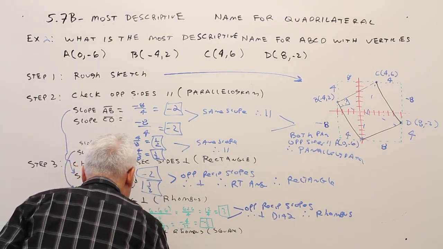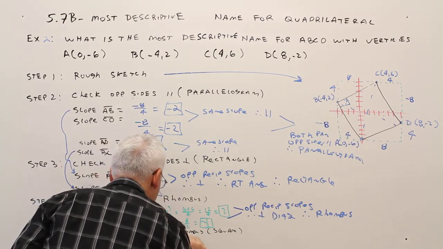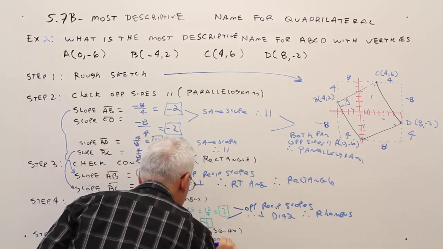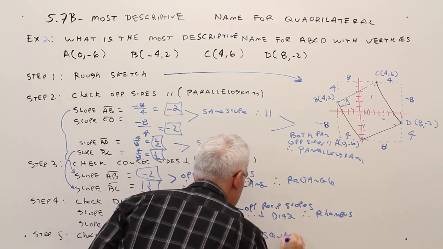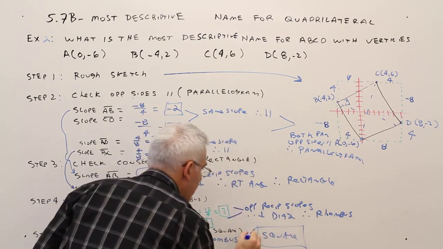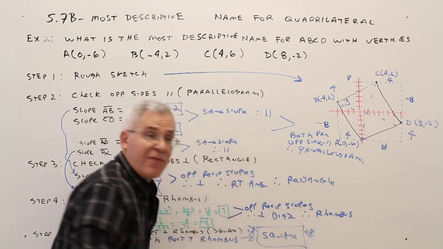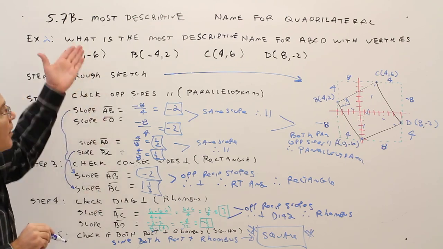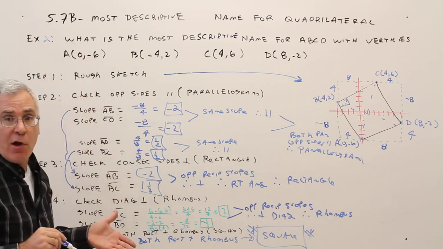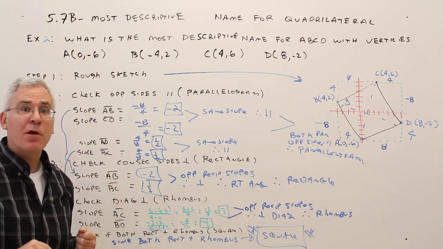Since both rectangle plus rhombus, we are a square. And that would be your final answer to this question. So there you have it. Another example using slopes to find the most descriptive name for the quadrilateral.